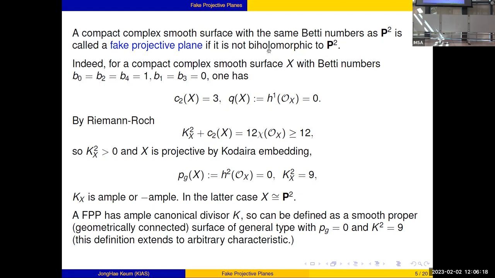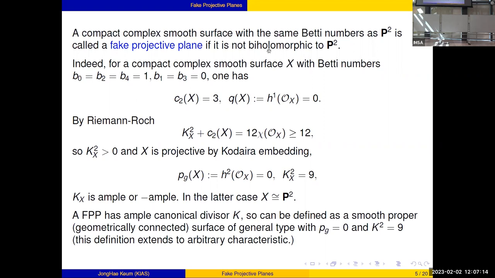So in this case, you can always show that this surface must be projective. The second Betti number is 1, and the irregularity q is defined to be the dimension of H^1 of the structure sheaf, which is zero. So by Riemann-Roch, c1 squared plus c2 is equal to 12 times the Euler characteristic of the structure sheaf, so in particular K squared is positive. So there is a line bundle with self-intersection number positive, so you can apply the Kodaira embedding theorem. Then you can embed X into projective space.